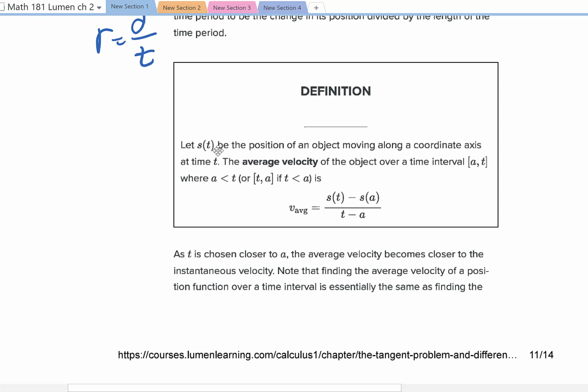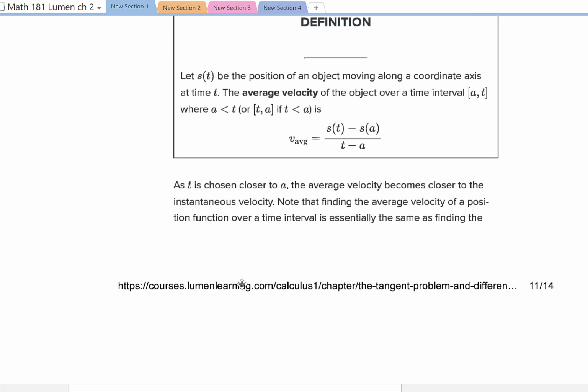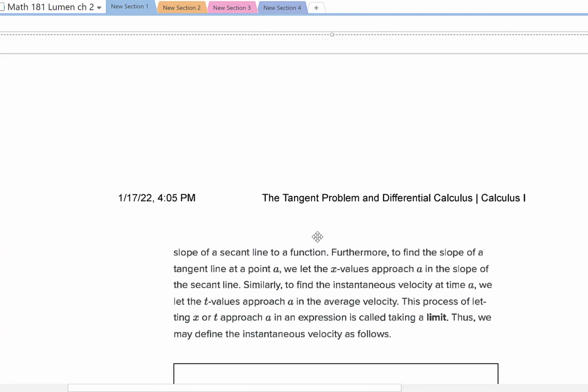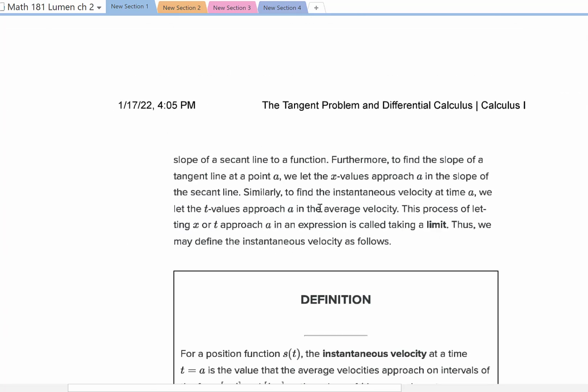Let s of t be the position function. The average velocity of a function over time interval a to t, where a is less than t, is s of t minus s of a over t minus a. As t is chosen closer to a, the average velocity becomes closer to the instantaneous velocity. Note that finding the average velocity of a position function over a time interval is essentially the same as finding the slope, as I said, of a secant line.